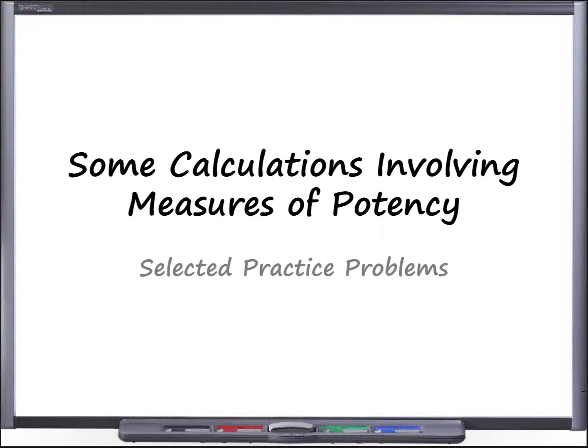Welcome to the podcast where we're going to work some selected practice problems involving calculations involving measures of potency. Up to this point, we've done some previous chapters where we've done very similar calculations, but those were when the drug dose was based off of a weight or maybe body surface area. Here, we're going to do some calculations where the amount of drug isn't dosed off of weight but on potency.